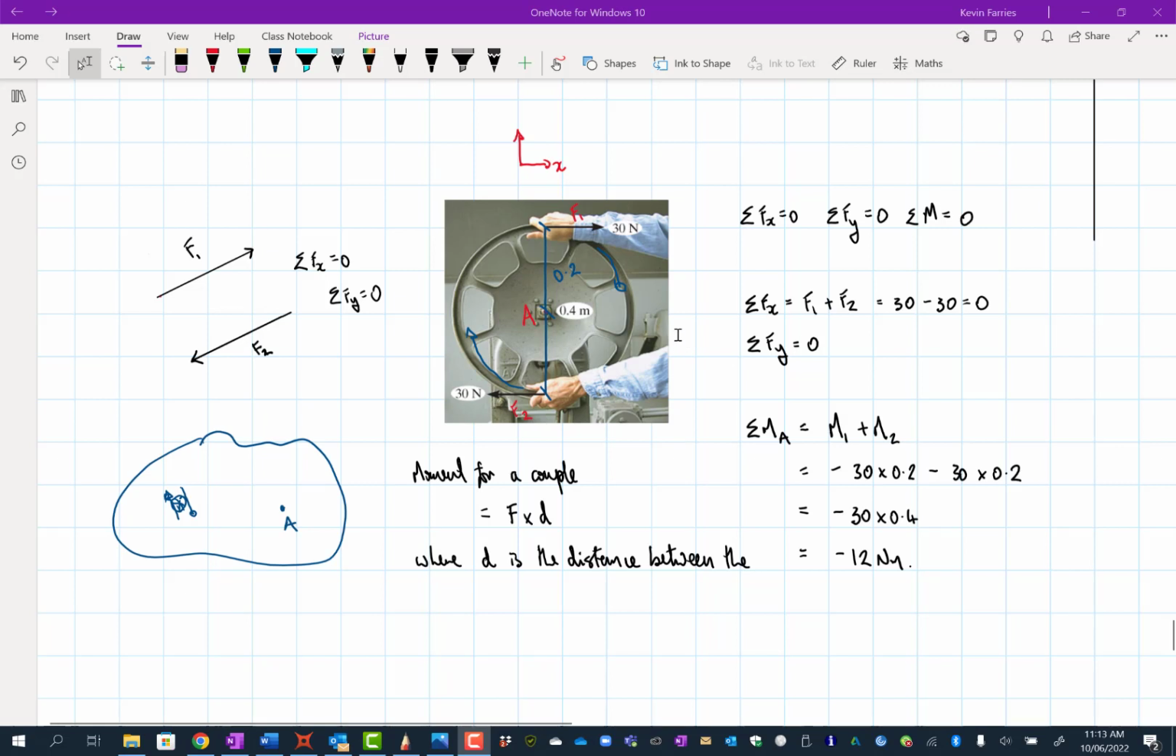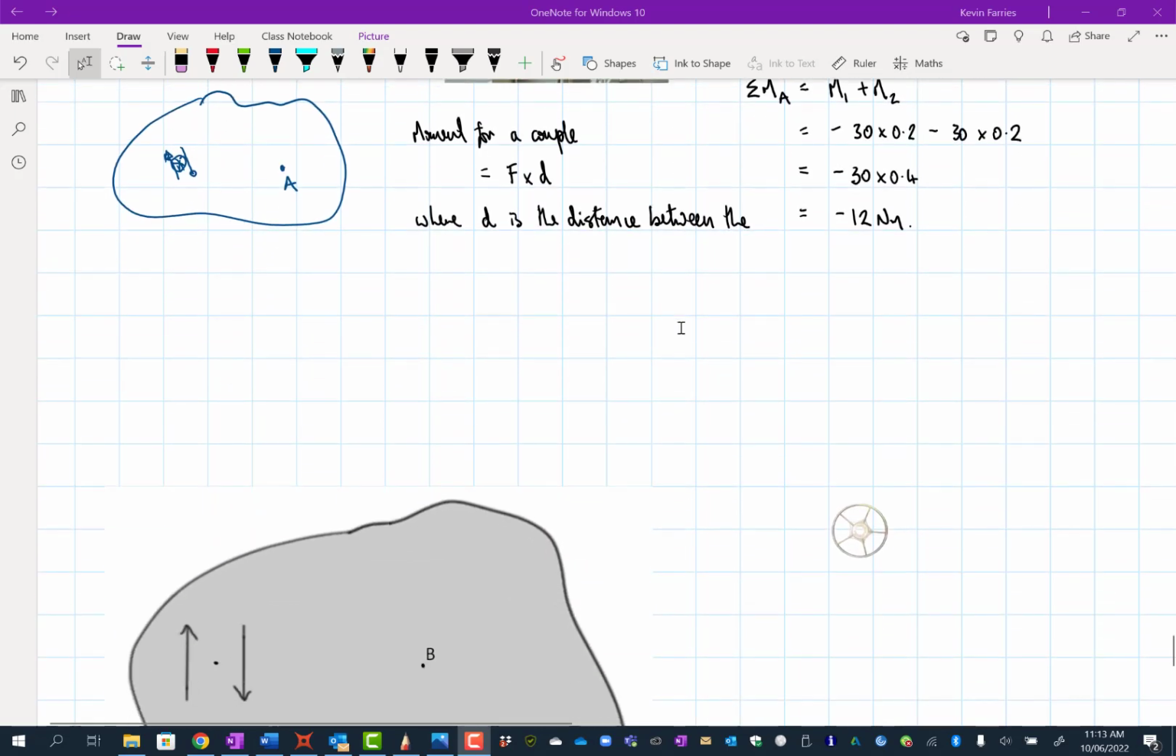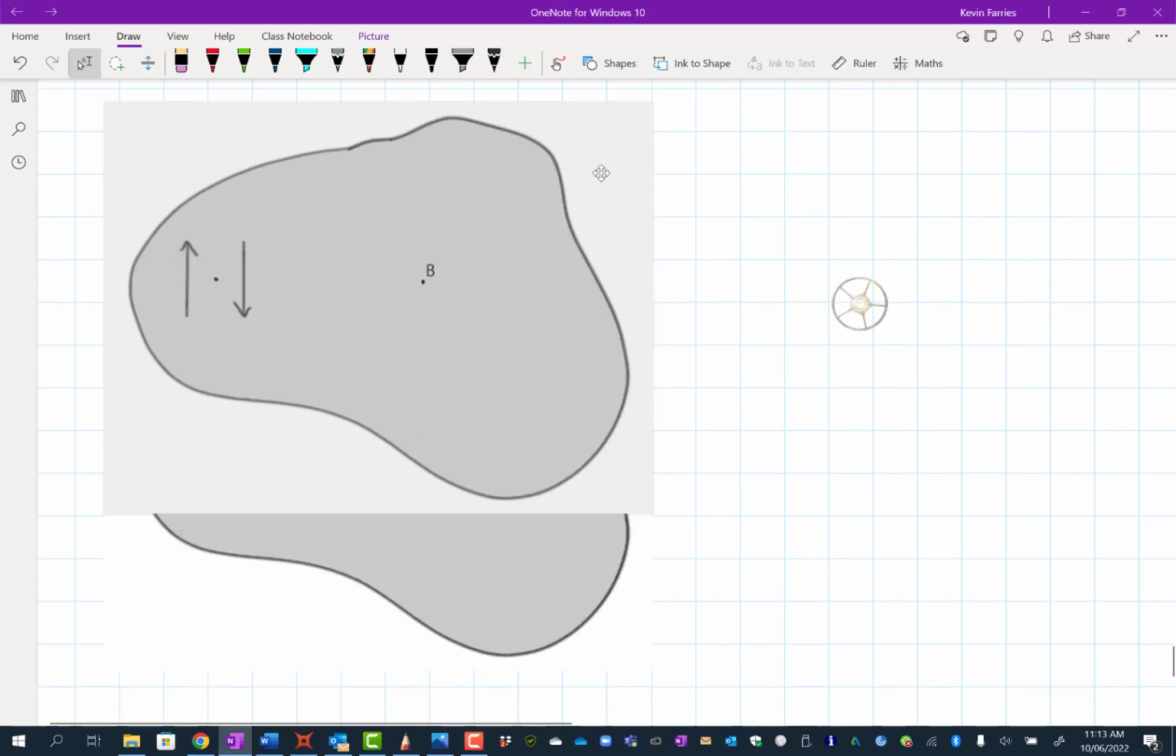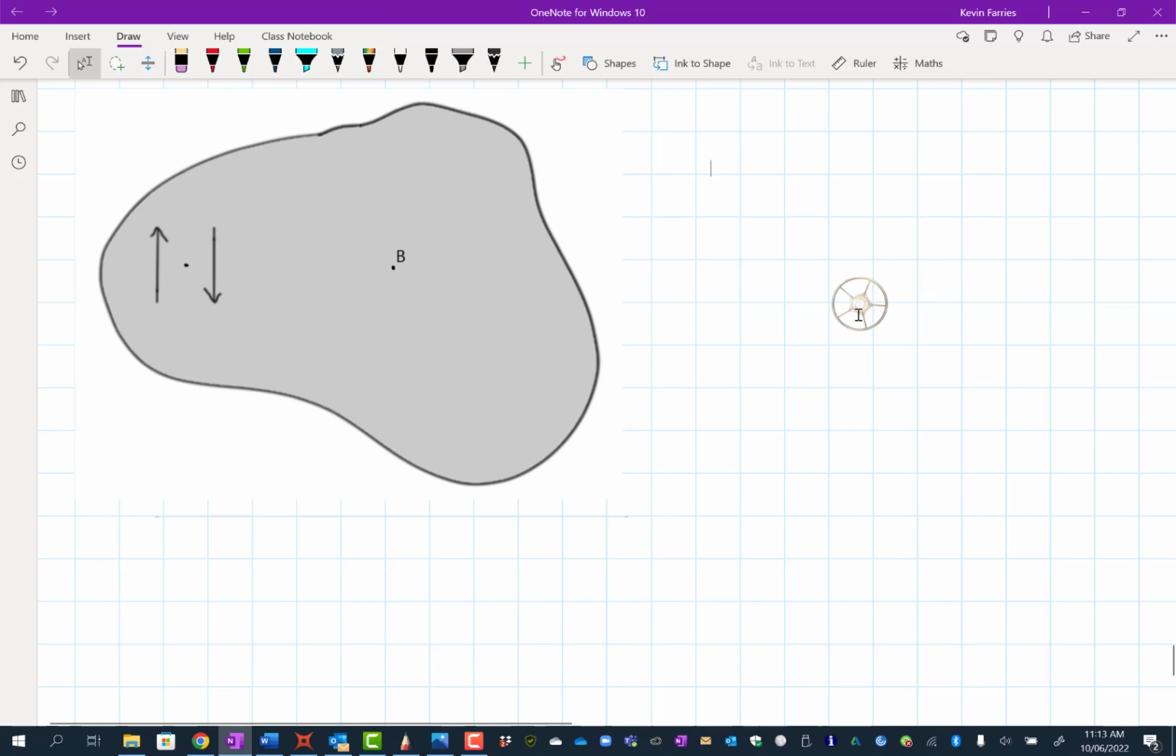What happens when we apply those to a kind of general object? So if we apply a couple to an object, let's have a think about what happens. And there's some quite interesting results come out of that. So we've got a kind of general object. We're applying a couple to this point here, and I've just chosen the point that's midway between those two lines.